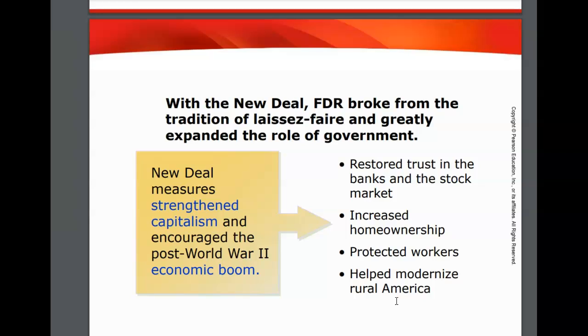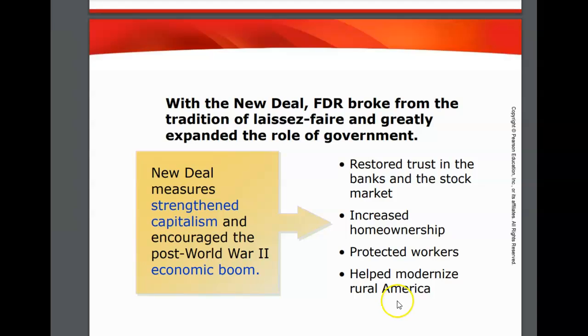Millions more people were now more likely to own their own homes, and it allowed people to purchase their own homes. It protected workers. Remember, I said the other day in class that Roosevelt was the first president to recognize labor unions and unions' right to strike and collectively bargain. And it helped modernize rural America. Some of the New Deal programs, like the Rural Electrification Administration, the REA, helped modernize rural America. So it wasn't just groups of people, but also sections and regions of the country that the New Deal helped to strengthen as well.